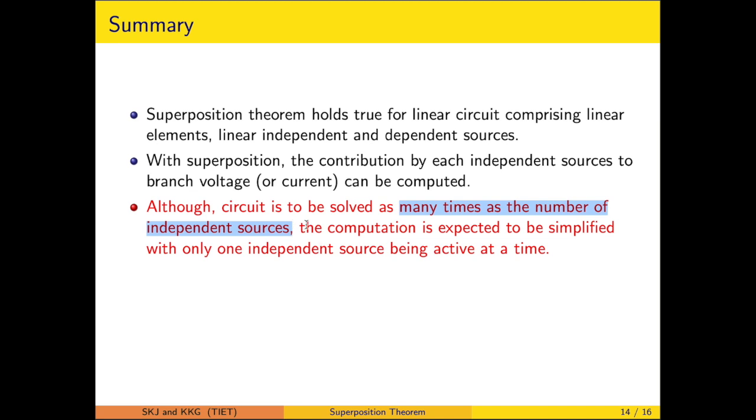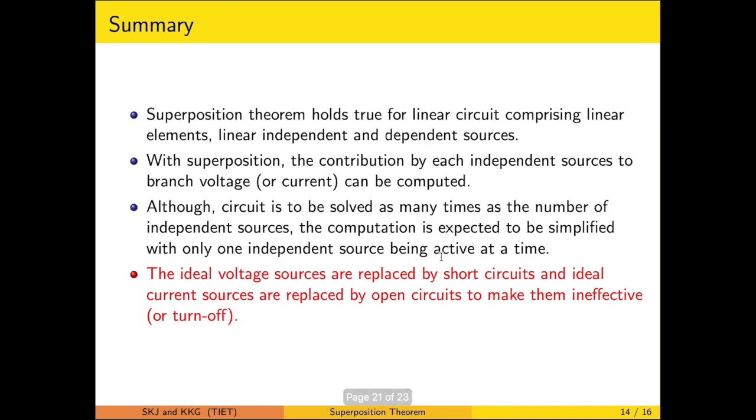However, the computation is expected to be simplified because at each stage the circuit will be having only one independent source, while the other sources are made ineffective or turned off. Now in this particular process, the ideal voltage sources are replaced by the short circuit and the ideal current sources are replaced by the open circuit. However, the dependent sources are left unchanged. So this is all.